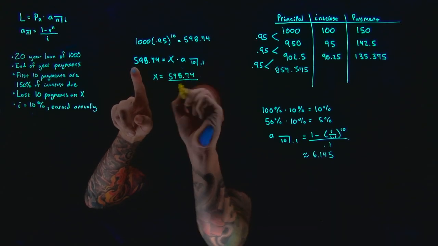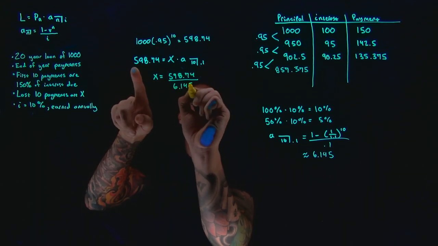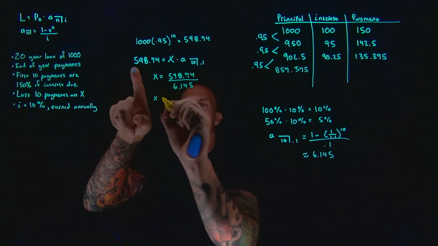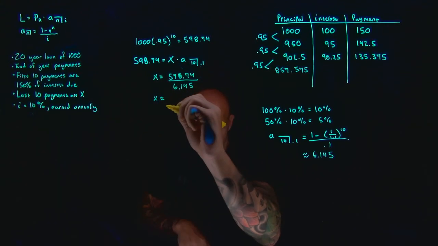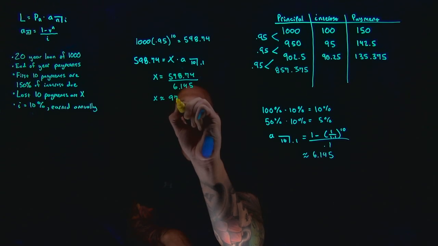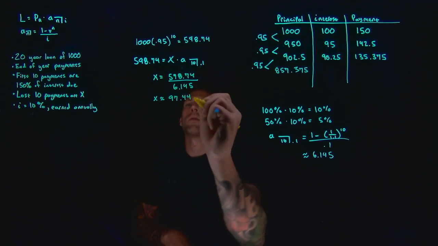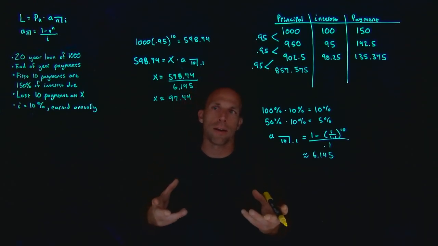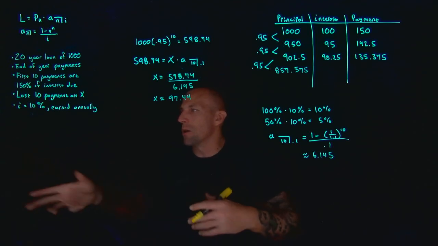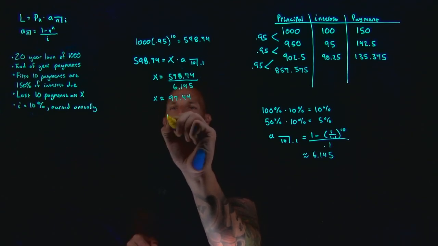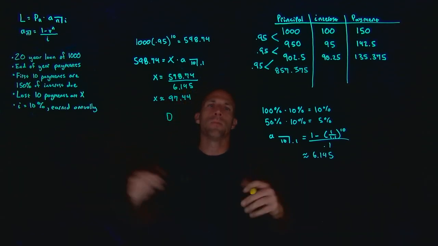598.74 over 6.145, and that gets you a value of X, I believe 97.44 or something very close to that. And then of course the pennies don't matter here. They're good for the purposes of rounding, but the final answer is D, 97.